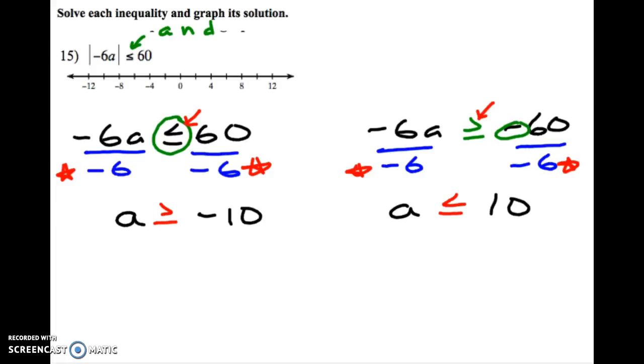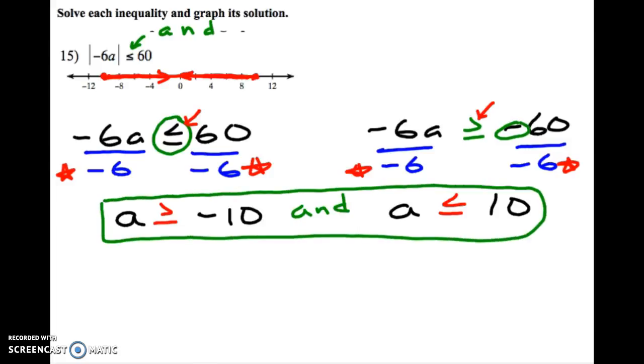As far as graphing the answer goes, we have a is greater than or equal to negative 10, so we find the negative 10, put a closed circle, and we should be going to the right. A is less than or equal to 10, so closed circle around the 10, and we should be working it out to the left. And as you will see that we are doing the section in the middle, we are overlapping. If you remember, we can either write it out this way with the AND. As another option, we can write it as negative 10 is less than or equal to a, which is less than or equal to 10, showing that the variable a is between the negative 10 and 10.